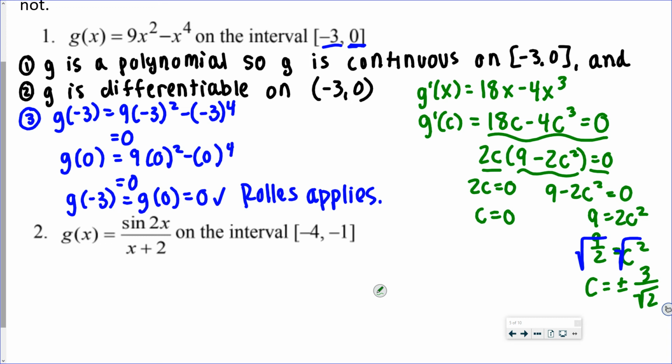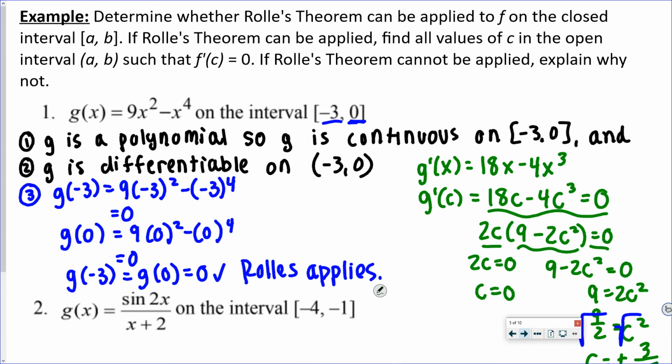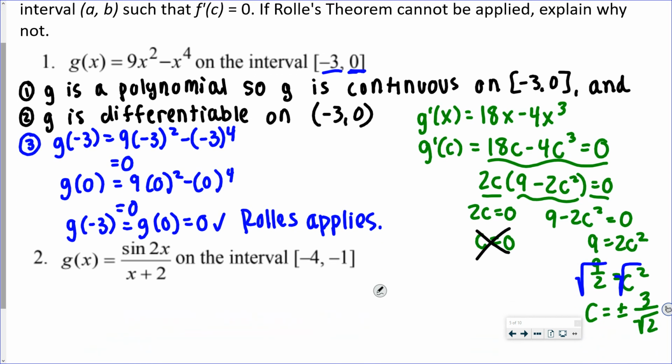All right, so remember it says at least 1, so we can have more than 1. But we have to be conscious of what our interval is. So technically, Rolle's theorem says there exists a number c in the open interval. So if I get 0, that's technically not included in the open interval. So we have to ignore that one. That's technically not in our interval. Not in the open interval.